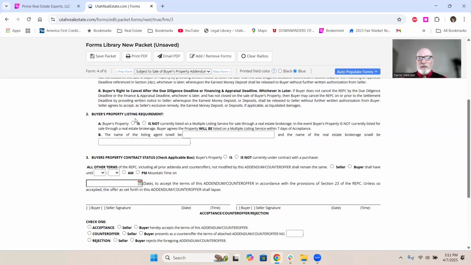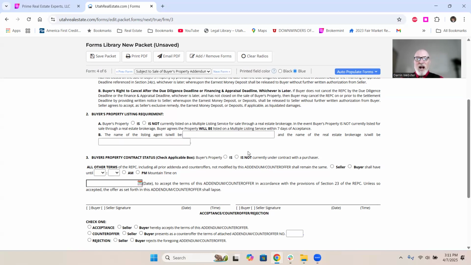Now, they have to disclose whether or not the home is currently listed. If it is not currently listed, the buyer agrees they will have it listed within 7 days of acceptance of this offer, and then state who the agent will be, which will obviously be you, and the brokerage.